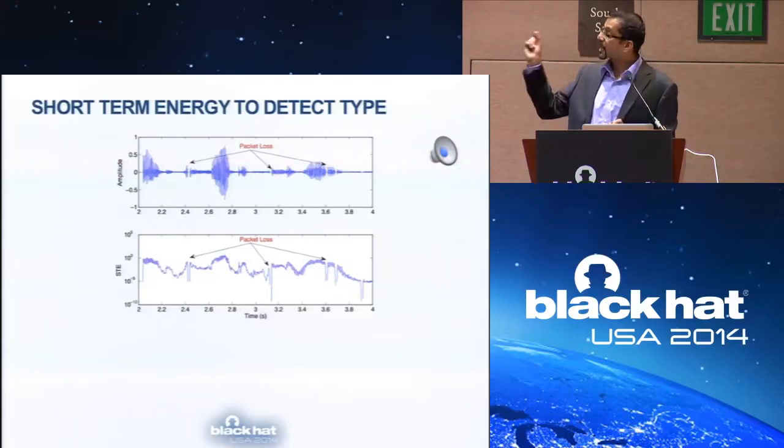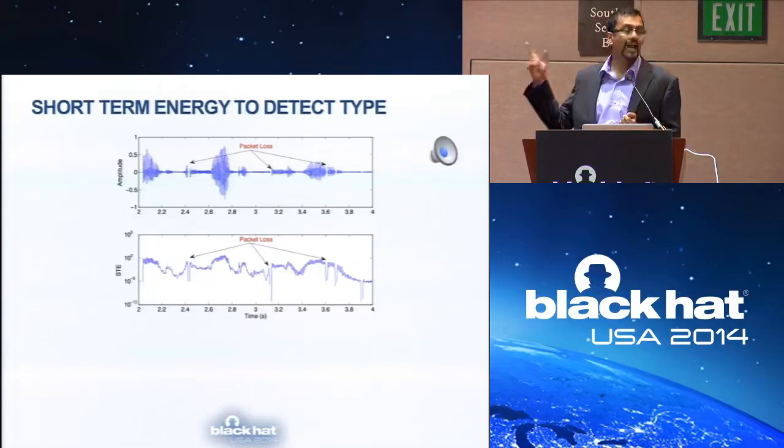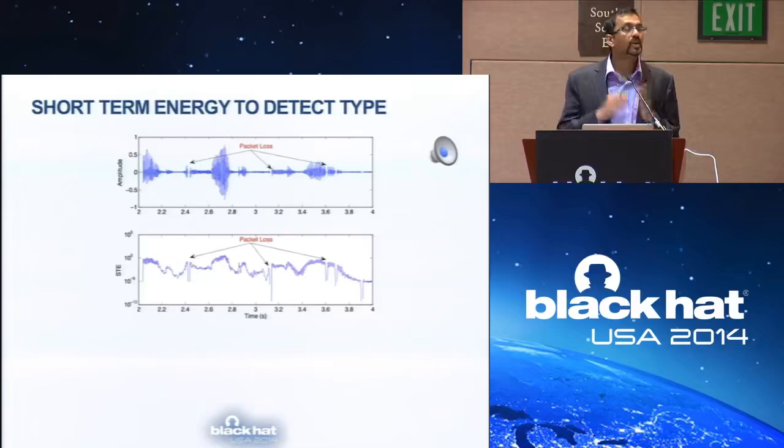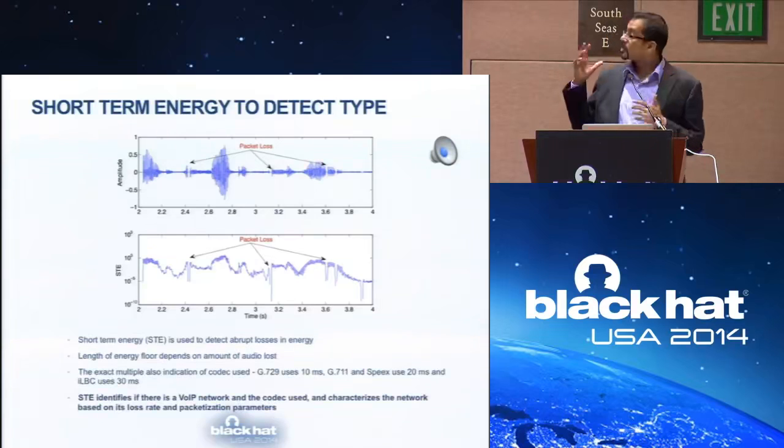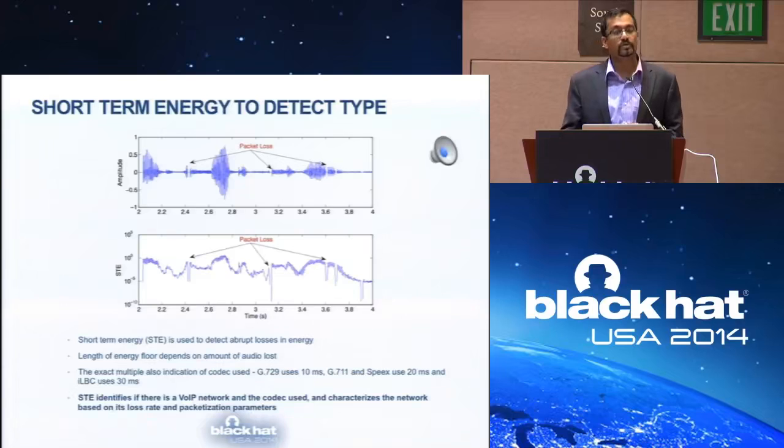So you can actually look at those energy breaks and immediately identify the call went over a voice over IP network. No landline will ever produce this kind of artifact. No cell phone will ever produce this kind of artifact. So this short-term energy not only tells you that the call went over a voice over IP network, but the length of the break actually tells you what kind of voice over IP network.